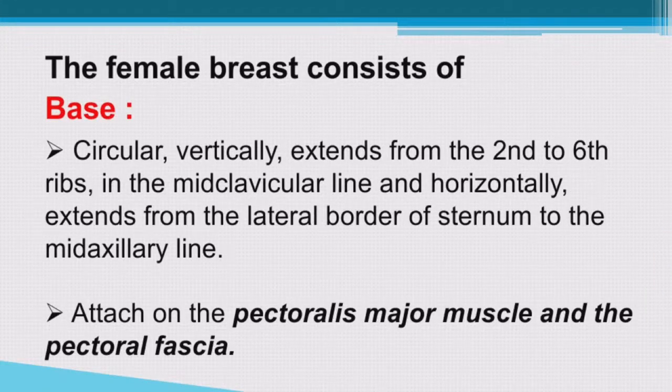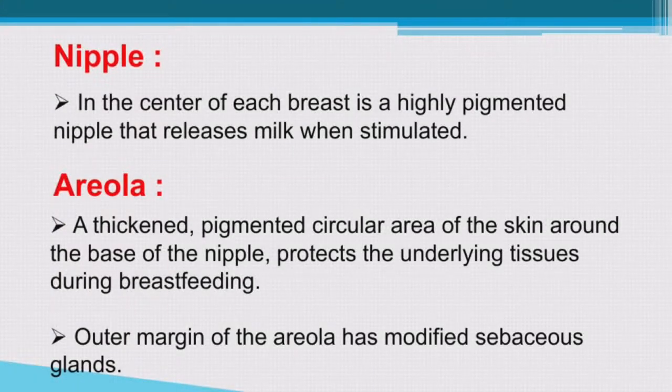The female breast consists of a base. Circular, vertically, it extends from the 2nd to 6th ribs, in the midclavicular line, and horizontally, extends from the lateral border of the sternum to the midaxillary line. Attached on the pectoralis major muscle and the pectoral fascia. Nipple. In the center of each breast is a highly pigmented nipple that releases milk when stimulated. Areola, a thickened, pigmented circular area of the skin around the base of the nipple, protects the underlying tissues during breastfeeding. Outer margin of the areola has modified sebaceous glands.